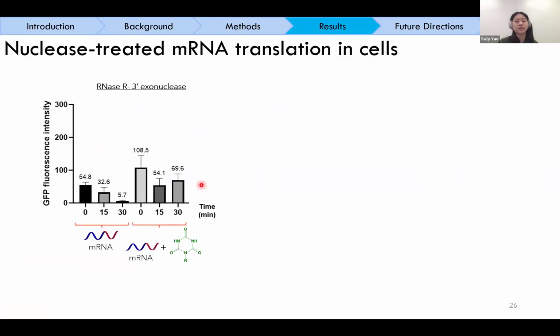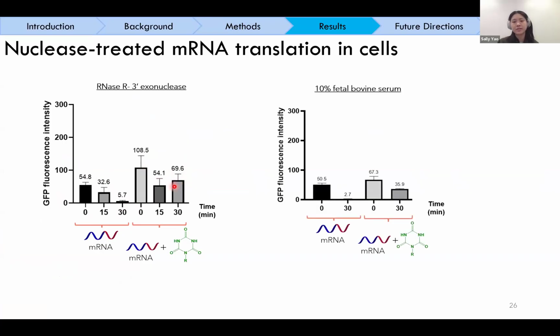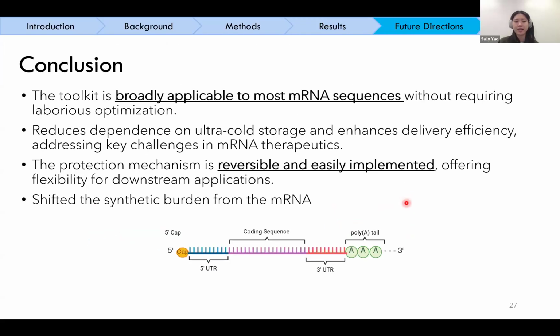So what we see here is that for the RNA without any protection, just mRNA itself, within 30 minutes everything is degraded. However, if we protect it with our cyanuric acid, we see the fluorescent signal still preserved over 30 minutes. And same thing for 10% fetal bovine serum. Without protection, everything is degraded within 30 minutes. However, when we put it in our hydrogels, we're able to preserve at least half of it over 30 minutes.